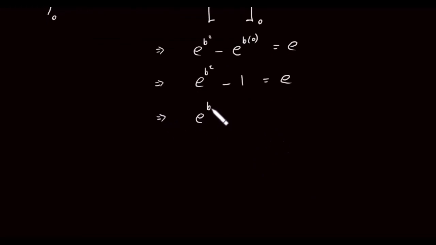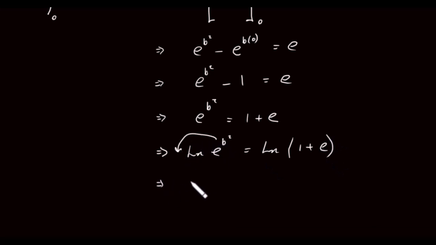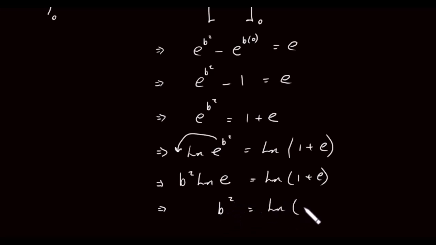We've got e to the power of b squared is equal to 1 plus e. Next thing I'm going to do is just take the log of both sides. So if I take the log of the left hand side, I'll get log of e to the power of b squared is equal to the log of 1 plus e. I can take this and bring it down here. So that gives me b squared log e is equal to log 1 plus e. And log e to the base e is just 1, so we get b squared is equal to log of 1 plus e.